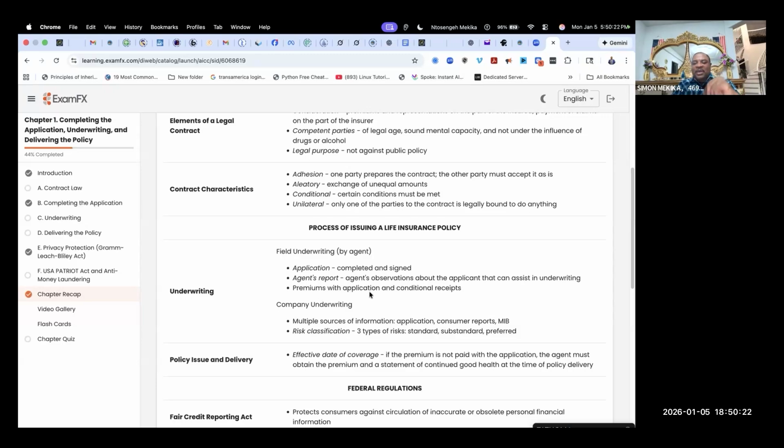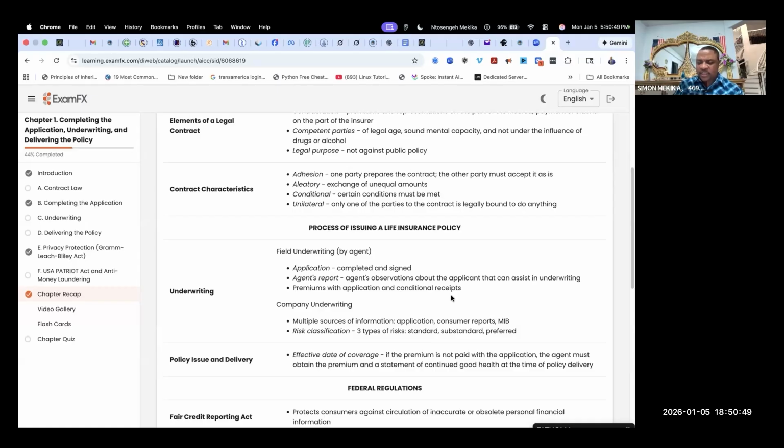So, premium payment with application. You can collect premium payment with application and issue a conditional receipt. I've never done that, people. Very few people do. We don't do that again. Before, they used to do that when they filled paper applications on the coffee table. Now it's electronic. Rarely will you see somebody wanting to pay the premium before the application. But if they do, well, that's fine. Then certain conditions will have to be met.